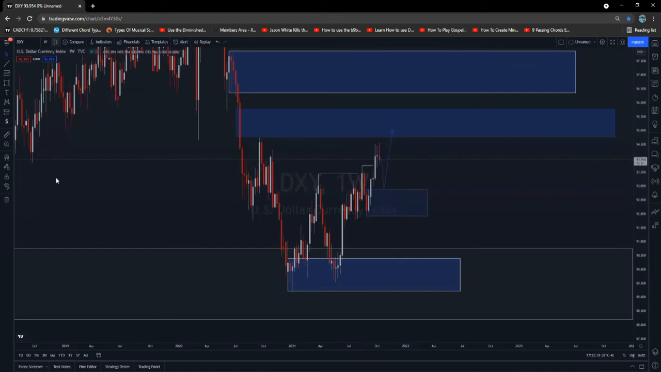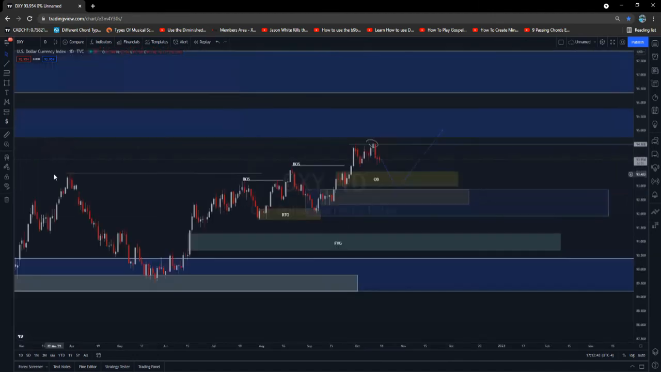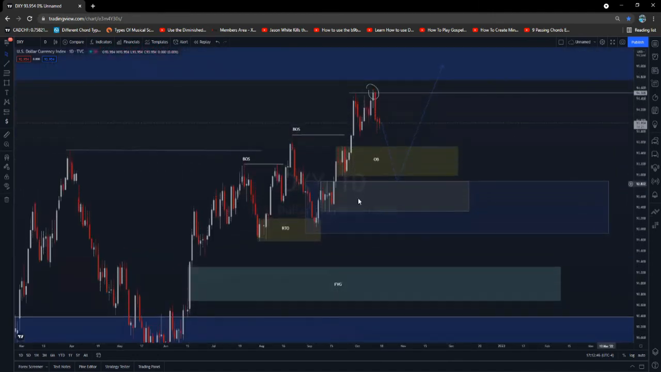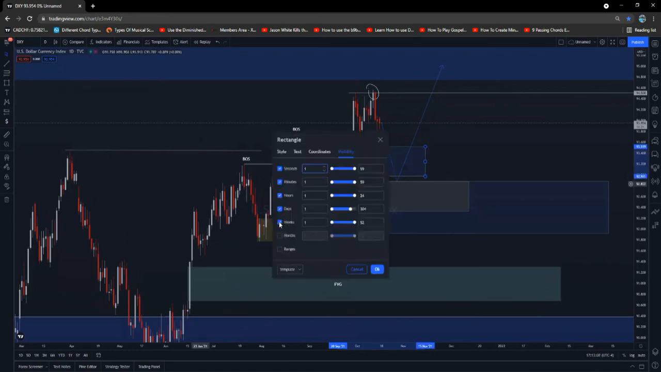Now let's go back to the daily. Yeah, it's that demand area that I was talking about. If this area doesn't hold, then this area, we definitely expect the market to hold from this area. So yeah, let's keep a lookout for this.